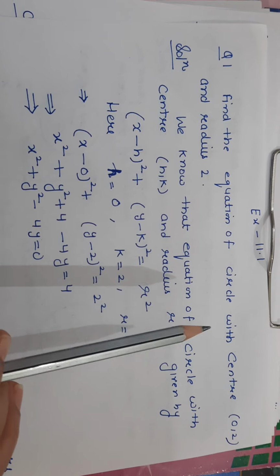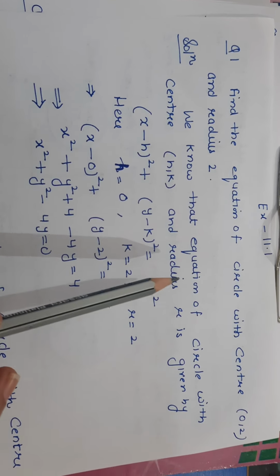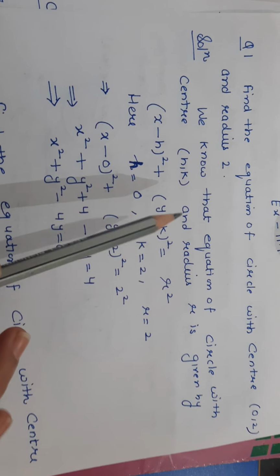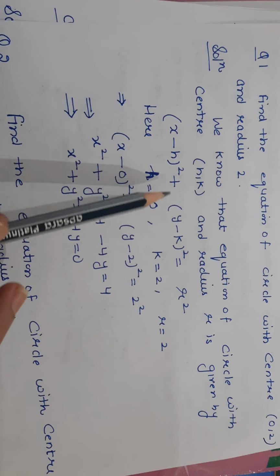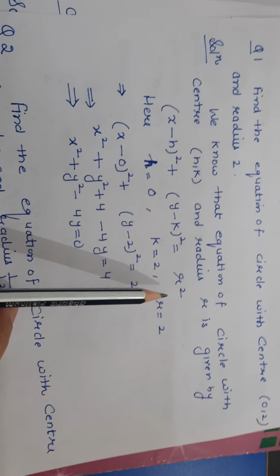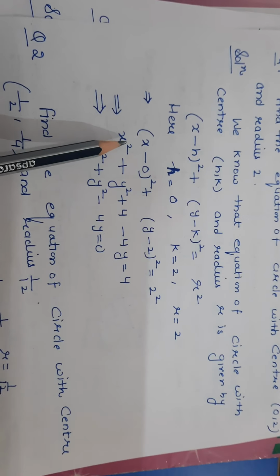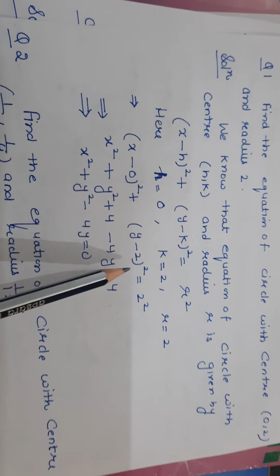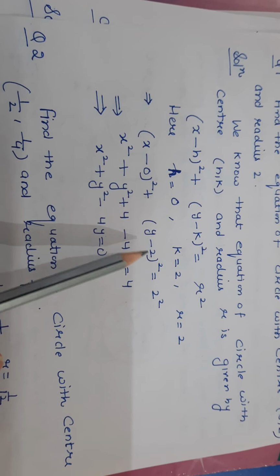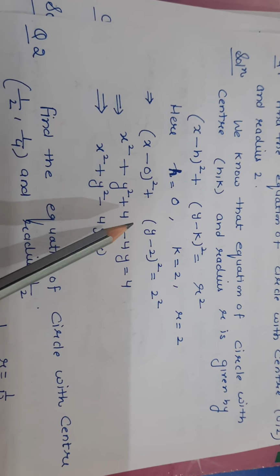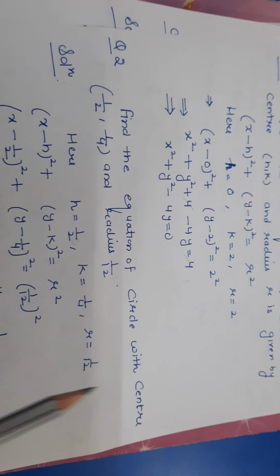First question: find the equation of the circle with center (0, 2) and radius 2. First we'll write the general formula. We know that the equation of a circle with center at (h, k) and radius r is given by (x minus h) whole square plus (y minus k) whole square is r square. Here h is given to be 0, k is 2 and r is also 2. So put the values: (x minus 0) whole square plus (y minus 2) whole square is 2 square. Expand your square, you will get x square plus y square plus 4 minus 4y is 4. This 4 will be cancelled. So you will have x square plus y square minus 4y equal to 0.